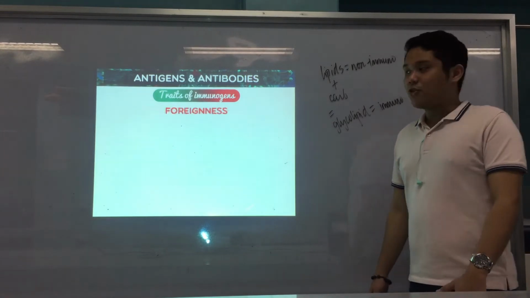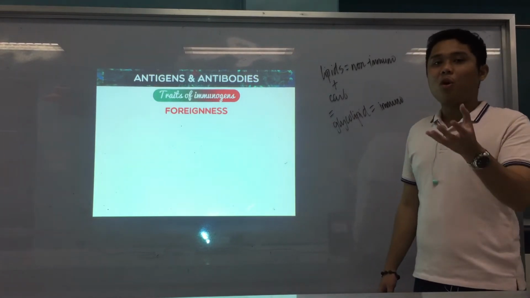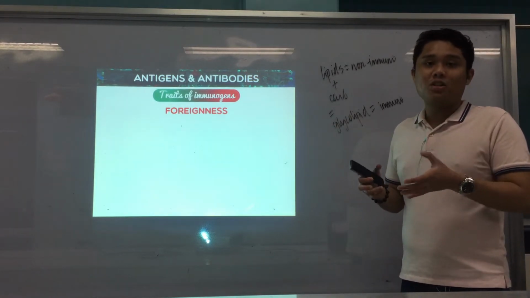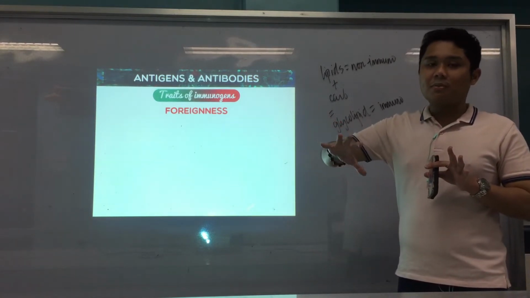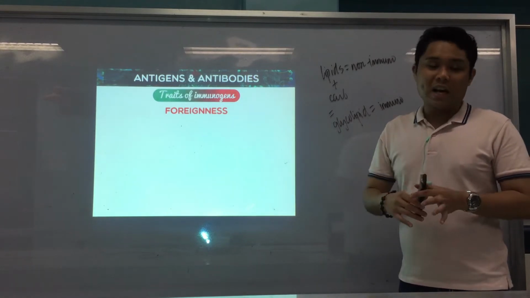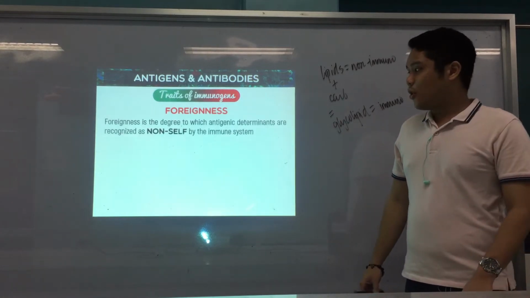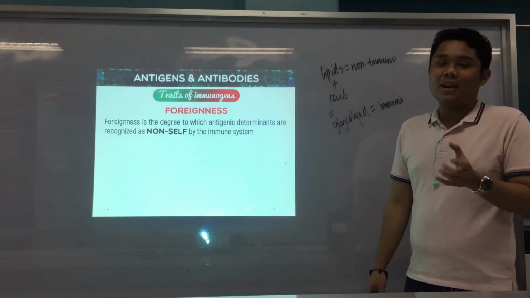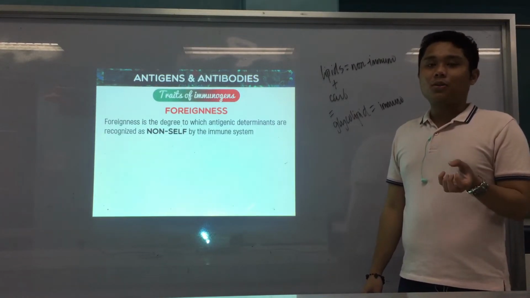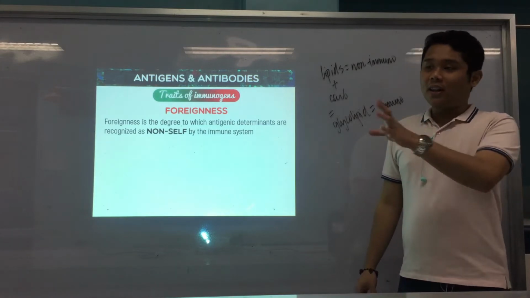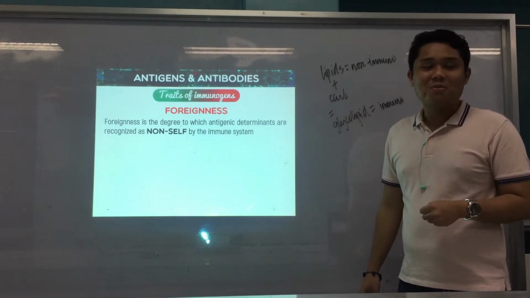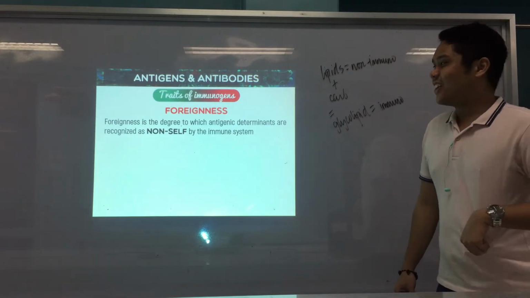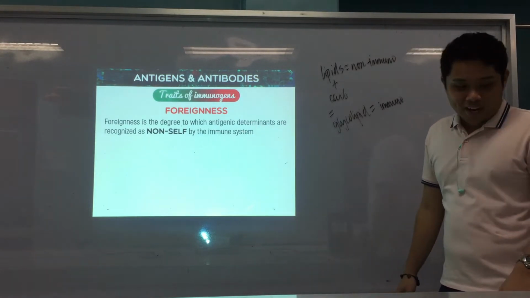Okay, so now we go to foreignness. When you say foreignness, how foreign is that immunogen from your species? The farther it is from your own species, the more immunogenic it is. It is the degree to which antigenic determinants are recognized as non-self, meaning your immune system has the ability to recognize what is yours and what is not yours. Okay, so that's the point of foreignness.